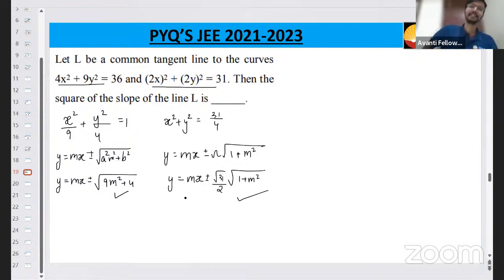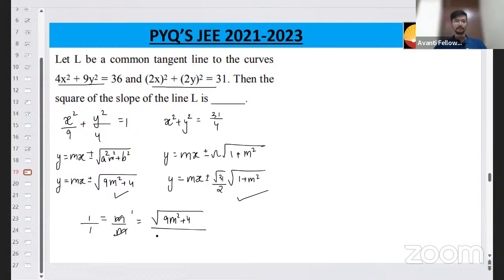So we have done this several times now. If two equations represent the same line, we compare their coefficients. So in this case, if I compare y, I'll get 1 by 1. If I compare x, I'll get m by m, which is 1. And if I compare the constant term, I'll get under root of 9m square plus 4 upon under root of 31 plus 31m square by 2. So we have to cross multiply and equate.